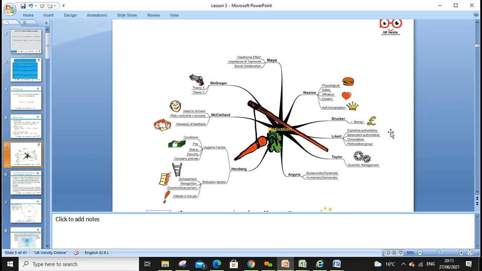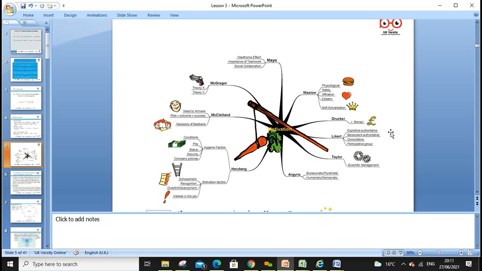Another author, Elton Mayo, gave the Hawthorne effect theory, showing the importance of teamwork. He mentioned teamwork is very important. Like Henry Ford said, coming together is a beginning, keeping together is progress, and working together is success. So his point was that social collaboration is important.